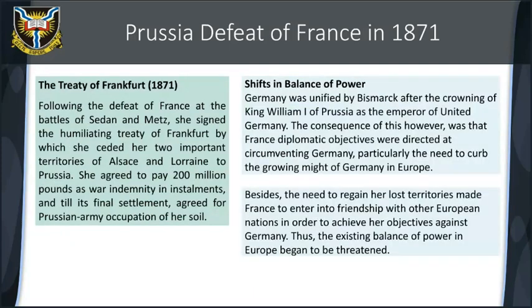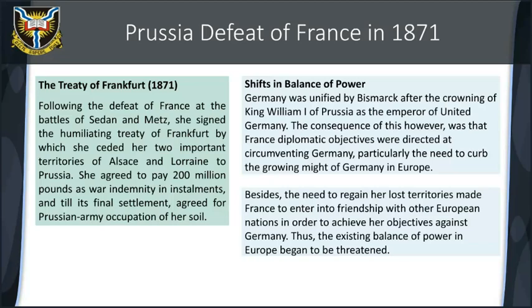The Treaty of Frankfurt, 1871. Following the defeat of France at the battles of Sedan and Metz, she signed the humiliating Treaty of Frankfurt, by which she ceded her two important territories of Alsace and Lorraine to Prussia. She agreed to pay £200 million as war indemnity in installments until its final settlement, and agreed to Prussian army occupation of her soil.